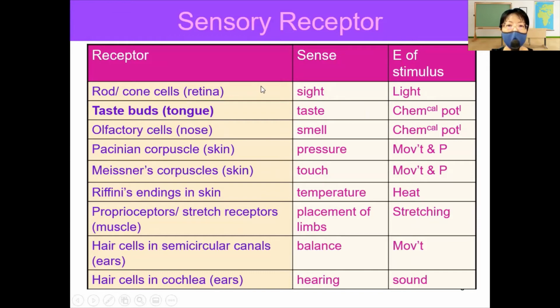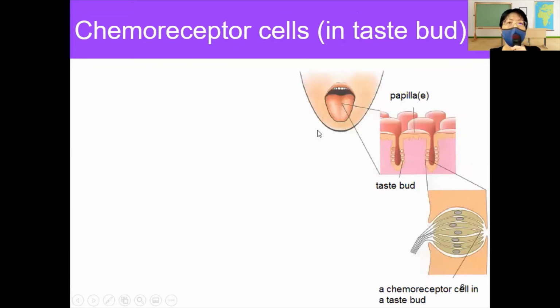Then rod cell and cone cell are able to sense sight. They are able to sense light. The rest you can see. We have the Pacinian corpuscle, a touch receptor. It means we can sense pressure. Meissner corpuscle also can sense pressure. Then we have nerve endings that can sense temperature. The location of your limbs we can also sense, balance of your body, hearing, smelling.